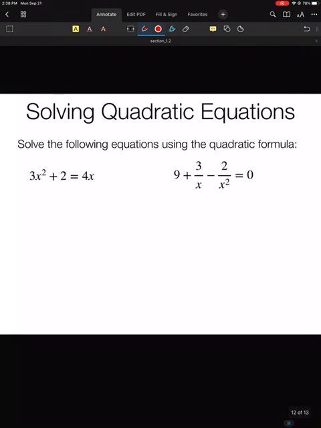Okay. Now we get to a third example where x is on the right side. So I need to move that over.